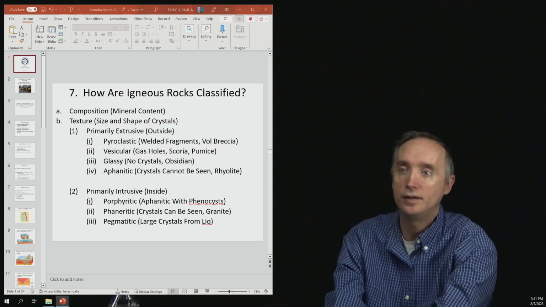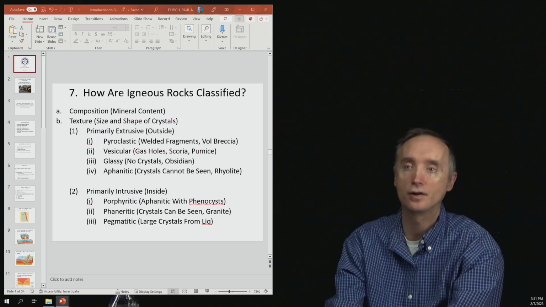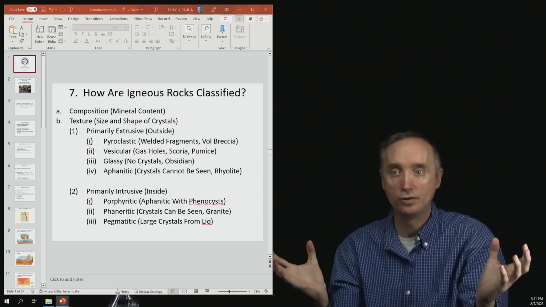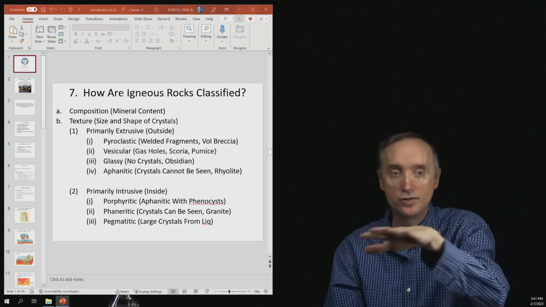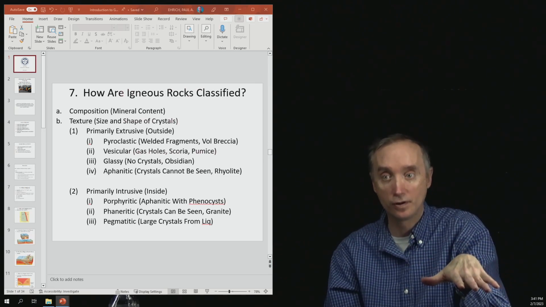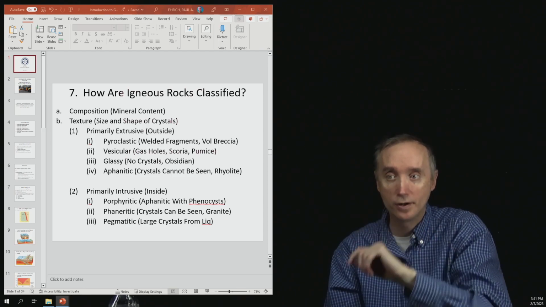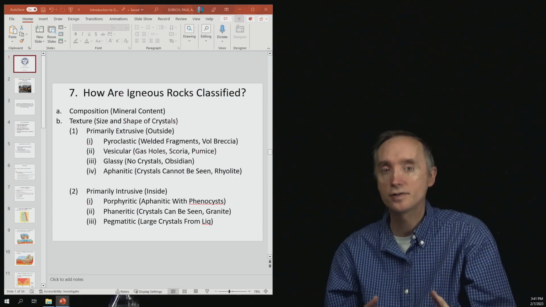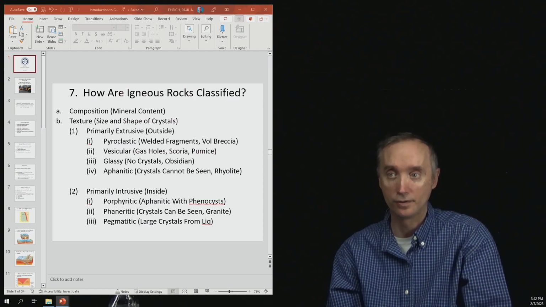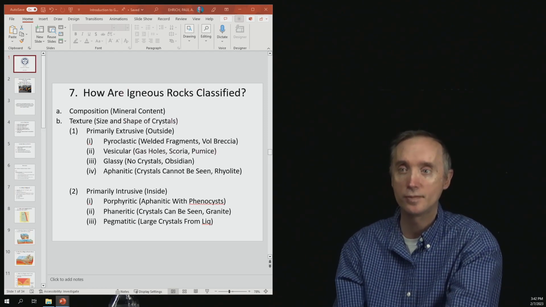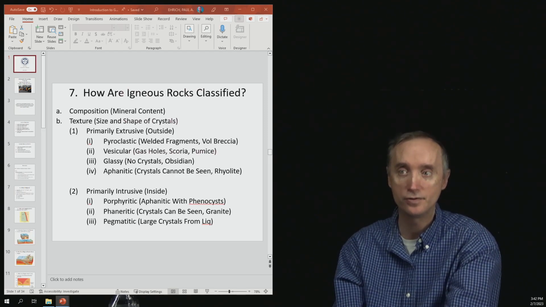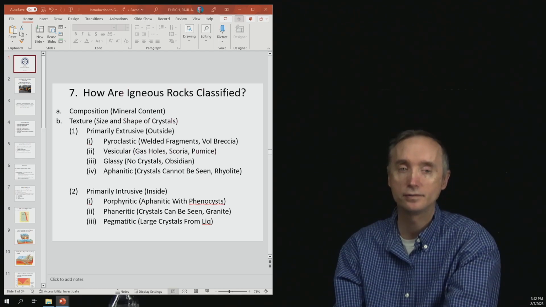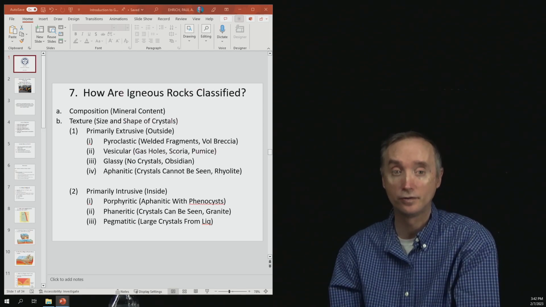So the primary extrusive textures are going to occur with materials that are either blown out of a volcano or they tend to accumulate at the surface of the earth, whereas the primary intrusive ones are going to be textures you're going to find in rocks that formed inside the earth. So let's look at the primary extrusive textures. You have pyroclastic. So pyroclastic materials are blown out of a volcano.